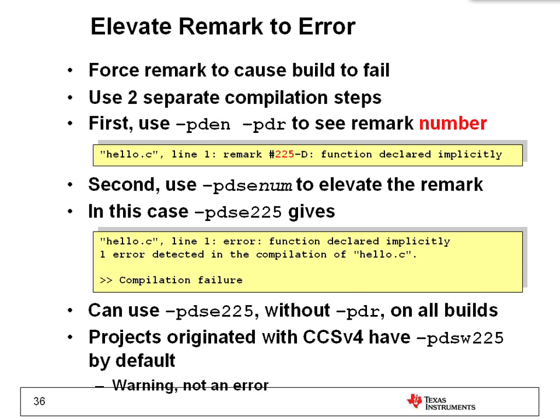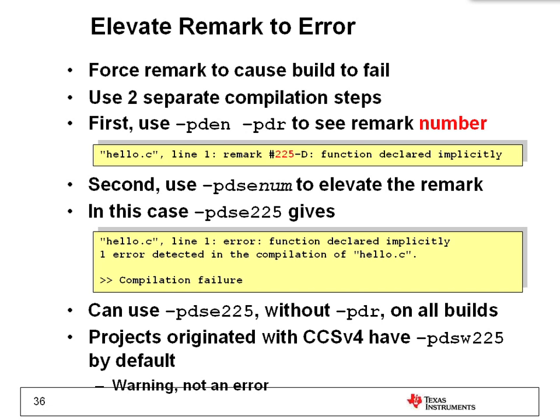Now, remember the default handling of remarks is it does not cause the build to fail. You can force a remark to cause a build to fail, and this slide talks about how to do that. You use two separate compilation steps. In the first compilation, you use -pden -pdr to see the remark number. On this hello.c, you see this 225, that's the number we're talking about. I got it in red.